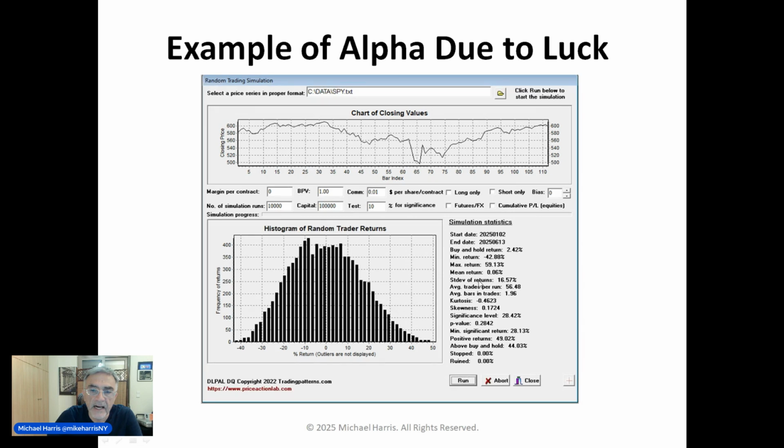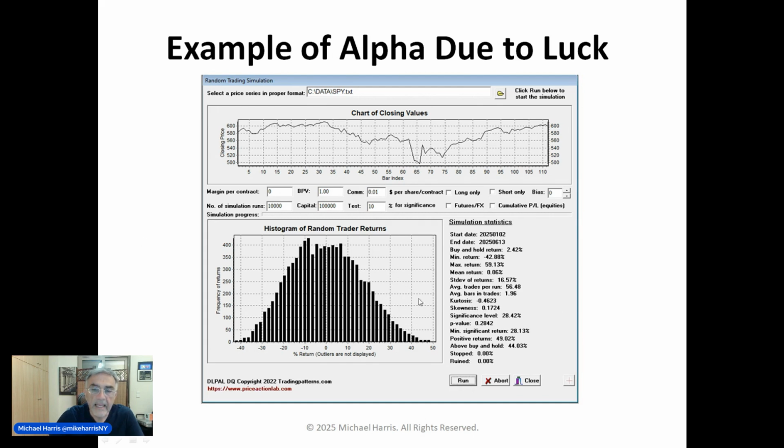So you see here that the mean return is close to zero. And the buy and hold until last Friday, June 13th, was 2.4%. But we have a huge standard deviation of 16.6%. The average trades per run is 56.5, the average number of trades per simulation, and the average bars in trades is 2. The kurtosis and skewness point to a distribution that is very close to normal.